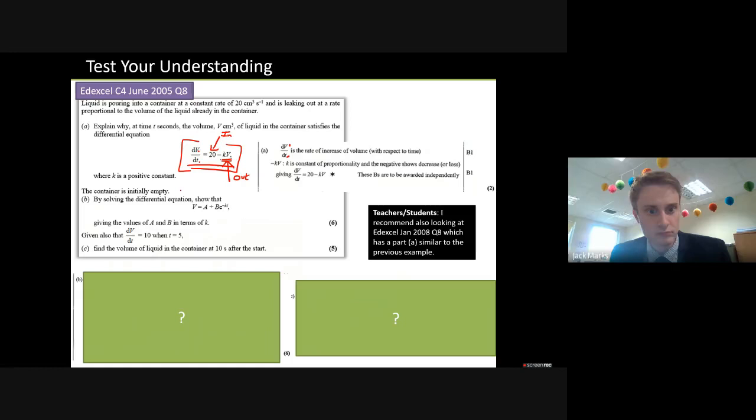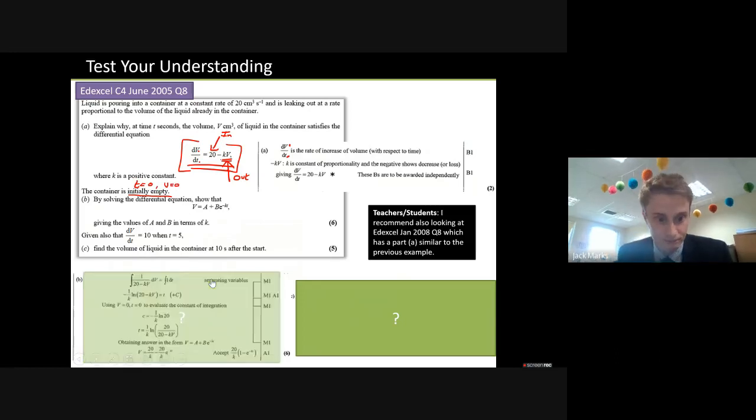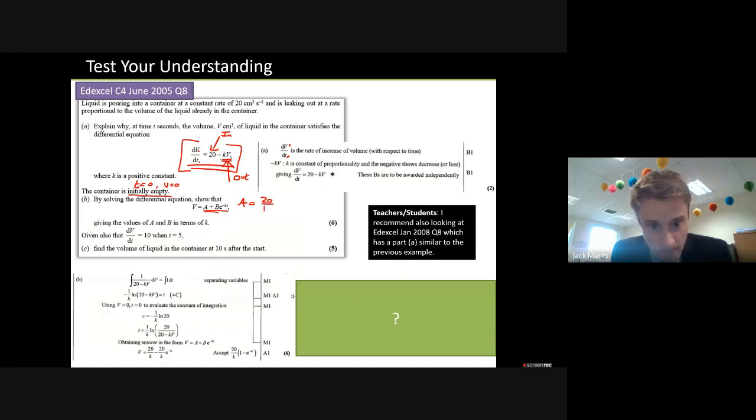For part B, solve the differential equation. And just before you do that, the container is initially empty. That might be quite a valuable thing to know later. T equals 0, V equals 0. That sounds like a boundary condition that you're going to use. Okay, so we integrate this one here. And the K, I don't know if we use this one yet. So C becomes minus 1 over K log 20. So the K we don't know about yet, but we get an equation in this form where A is 20 over K and B is minus 20 over K.